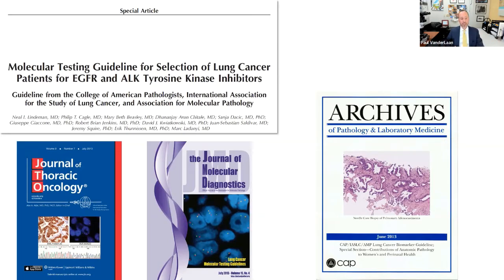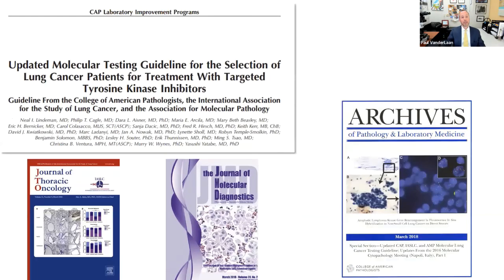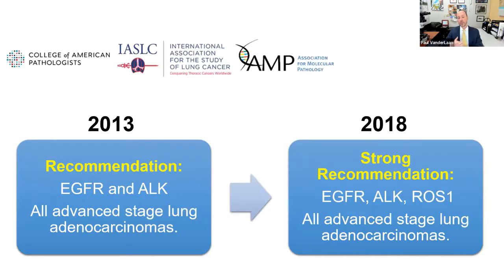The CAP IASLC AMP guidelines first came together in 2013 as a joint effort by these professional societies, looking at helping us understand when to test, what specimens to test, how to test, and what targets to test. This came out in June of 2013 and was updated 5 years later, in March of 2018. That really is the foundation of what we have been doing in the pathology laboratory.